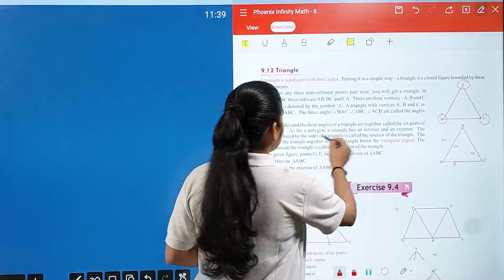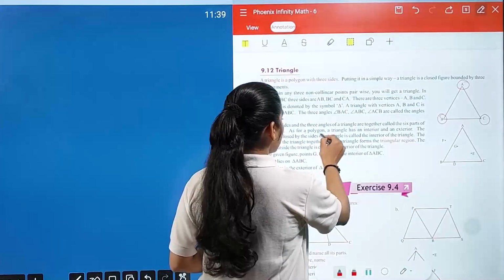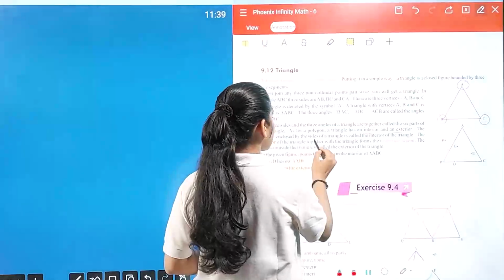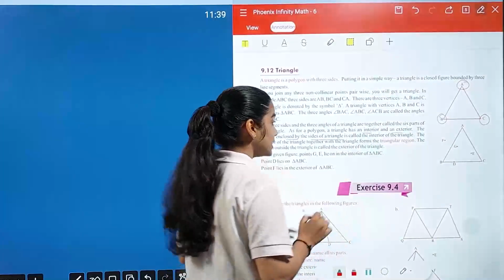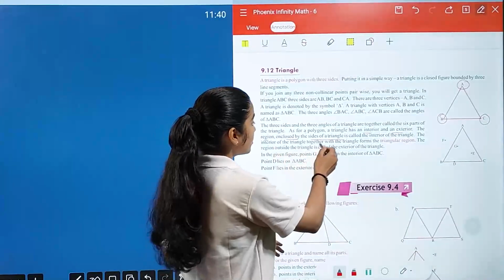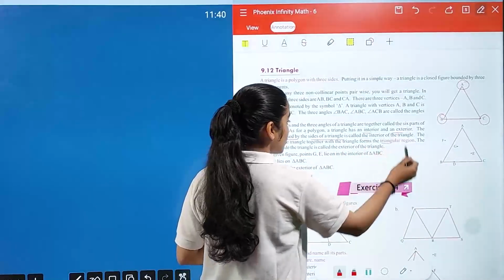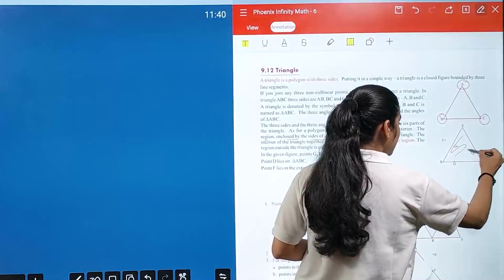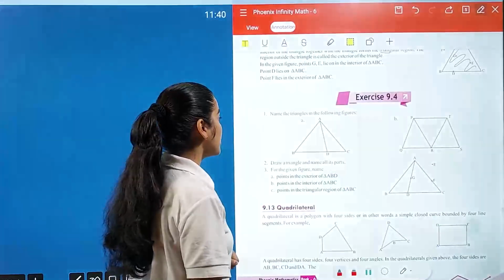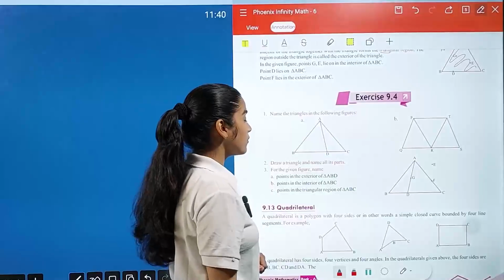So as for a polygon, a triangle has an interior and an exterior. The region enclosed by the sides of a triangle is called the interior of the triangle, and the interior of the triangle together with the triangle form the triangular region. So this is your triangular region which lies inside the triangle. Next we have our exercise 9.4. Name the triangles in the following figures.